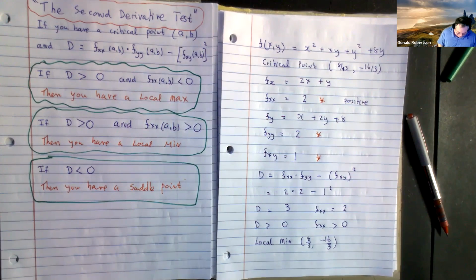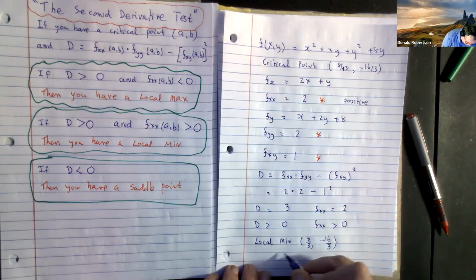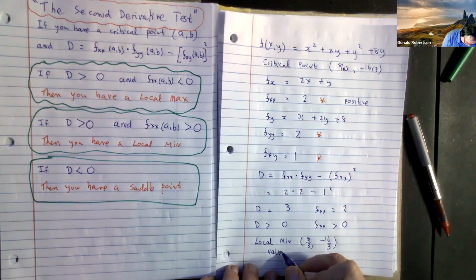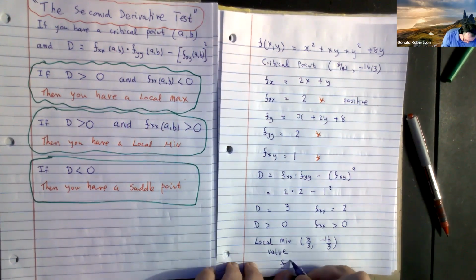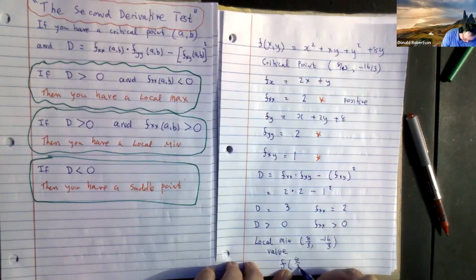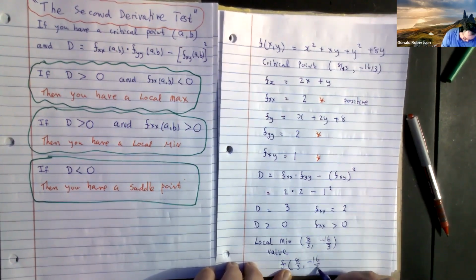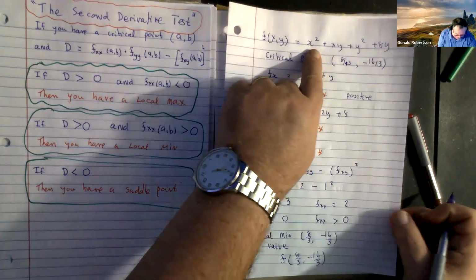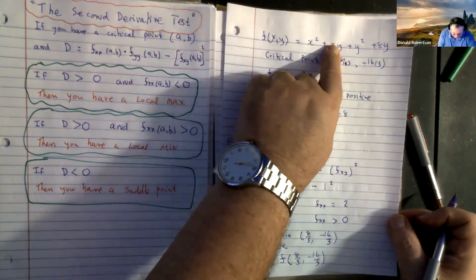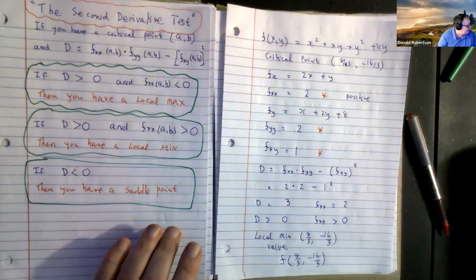Now, if the question had been, tell me the x and y coordinates of where the local min is, that would be the answer. But the question asks us for the local minimum value. So what they really want to know is the value of the function at that point. So that means I'm going to have to plug in 8/3 squared and put the values in there.